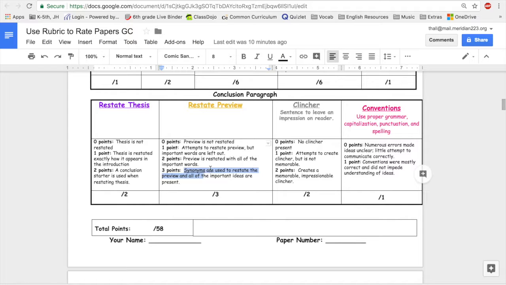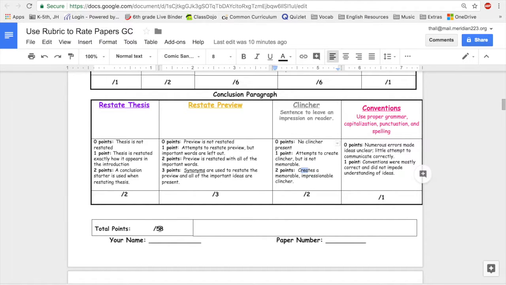Now remember, they need to keep all 3 reasons. They can reword it. They can find synonyms so the 3 reasons sound different, but all 3 still need to be there. A clincher: if they threw a clincher in, they get a 1. They get a 2 if they create a clincher that's actually impressionable and memorable. It makes a person kind of hold on to the paper, maybe step back and think.